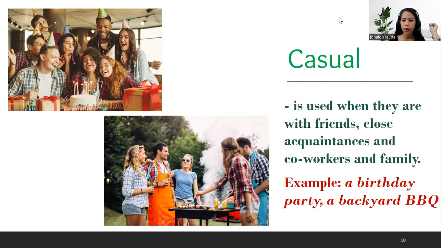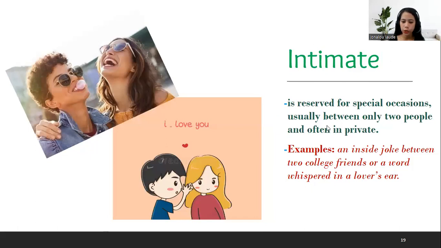So that is casual. Then we also have here class, intimate. This is reserved for special occasions, usually between only two people and in private. The intimate register is very personal, and it is a private conversation or communication. It is reserved especially for special occasions, like an inside joke between two college friends or a word whispered in a lover's ear. So that is an intimate relationship. It is the way you talk to your very close friend, like your boyfriend, your mother, or your best friend, where you can share your secrets and your problems, like financial problems. So you have intimacy together.